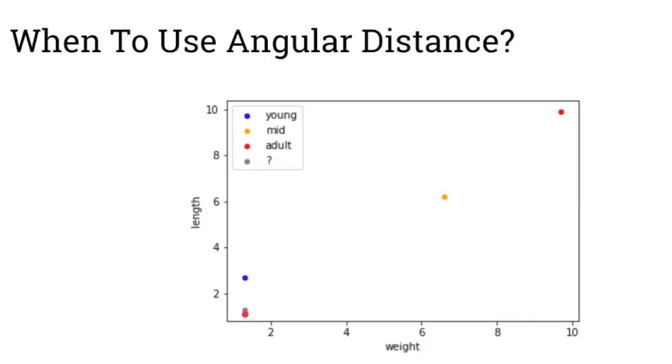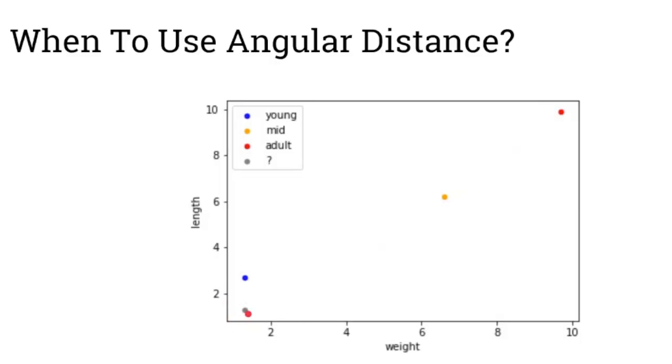If you use angular distance to calculate where this gray point should lie, you will end up saying that this person is a mid-aged person or an adult person, because the angular distance between these two, if you draw a vector from here, these are going to overlap, right? So angular distance will be less over here. It will be close to 0. So you're going to think that this vector and this vector are going to overlap. They are going to be very close. So you're going to think that this is a mid-aged person.